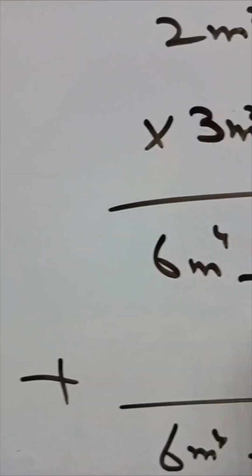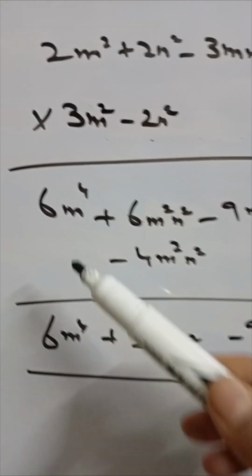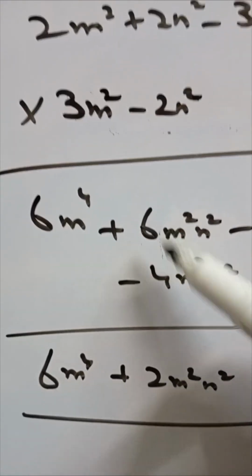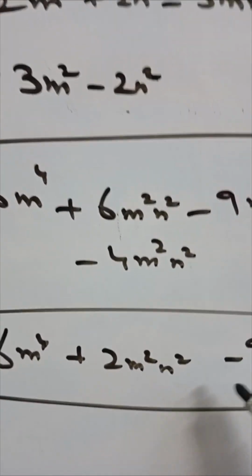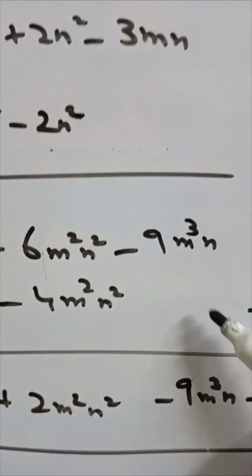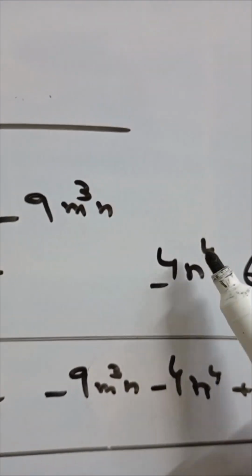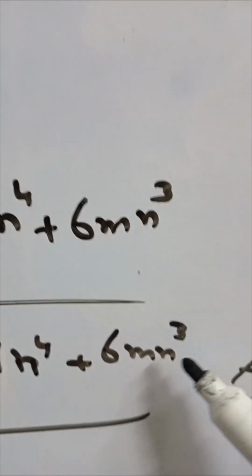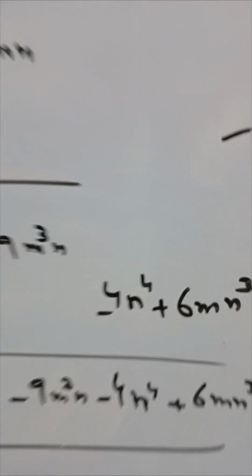So now at this point we will add the whole term. 6m raised to power 4, plus minus 6 minus 4 is 2 m square n square, minus 9 m cube n will remain the same, minus 4 n raised to power 4 will remain the same, and plus 6 m n raised to power cube will remain the same. I hope it's clear.